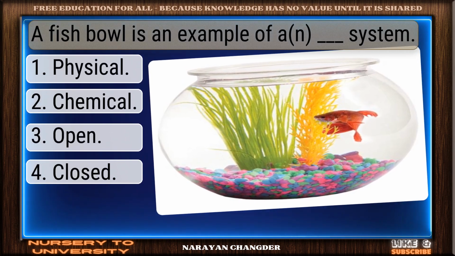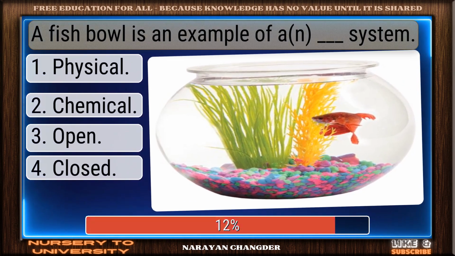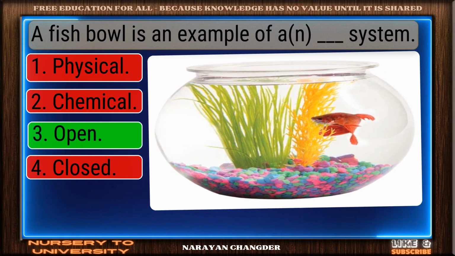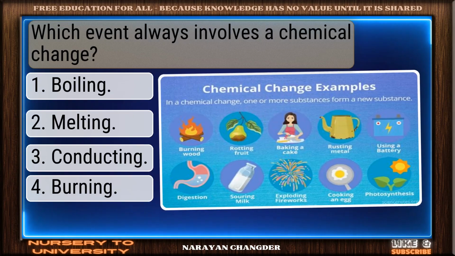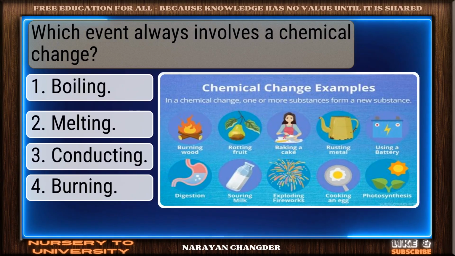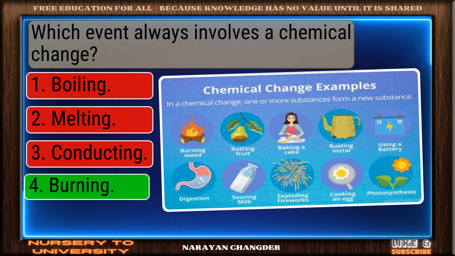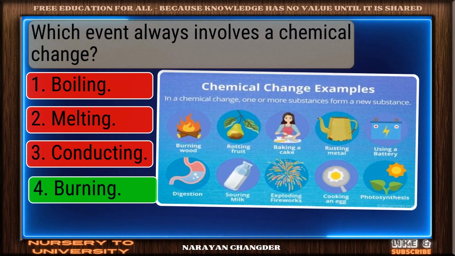A fishbowl is an example of a dash system. Great thinking. Open is the right choice. Which event always involves a chemical change? You chose burning, and it is correct.